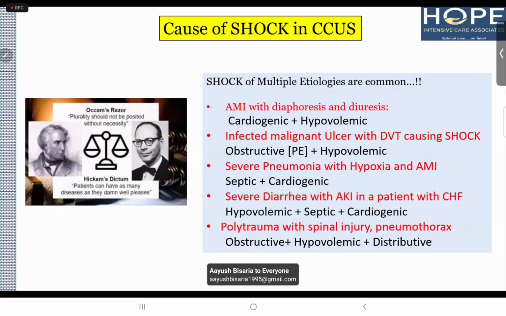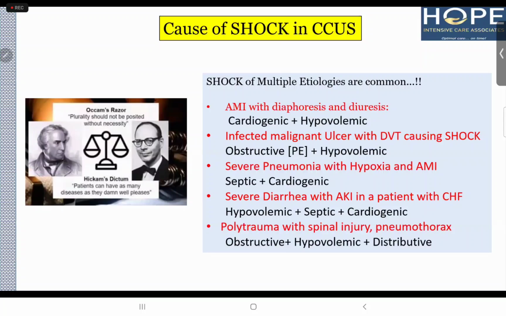At the end of this session, depending upon the time permits, we will discuss a couple of cases, where I will give you the case scenario and you all will try to speak out your impressions, and then we will take points about the management of the same.